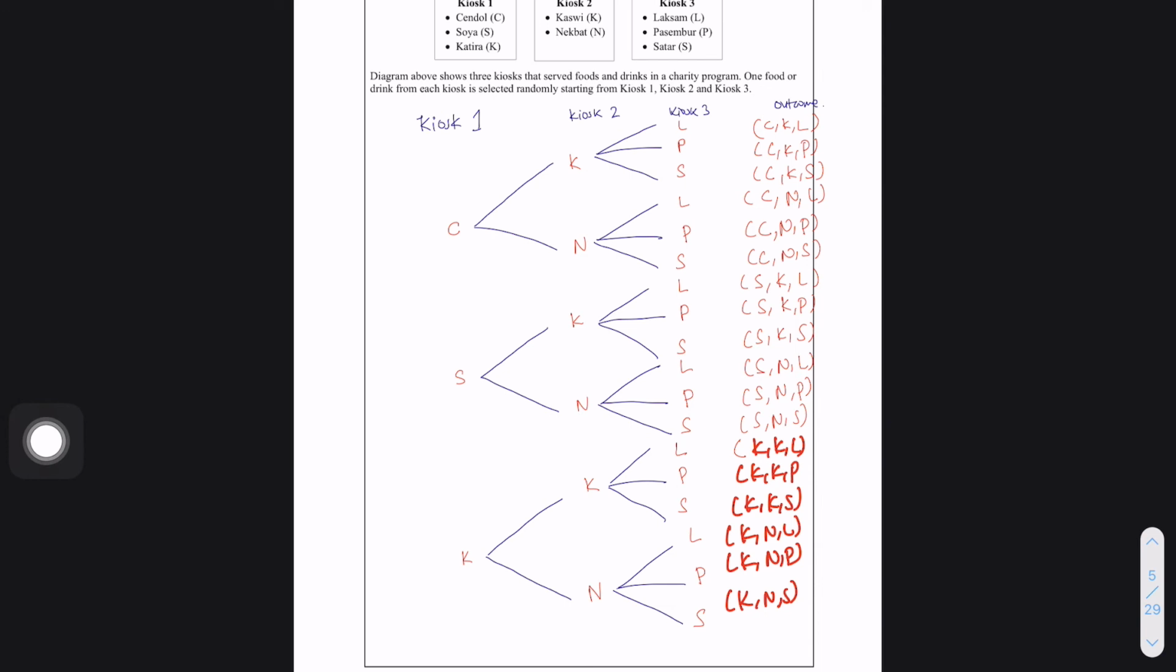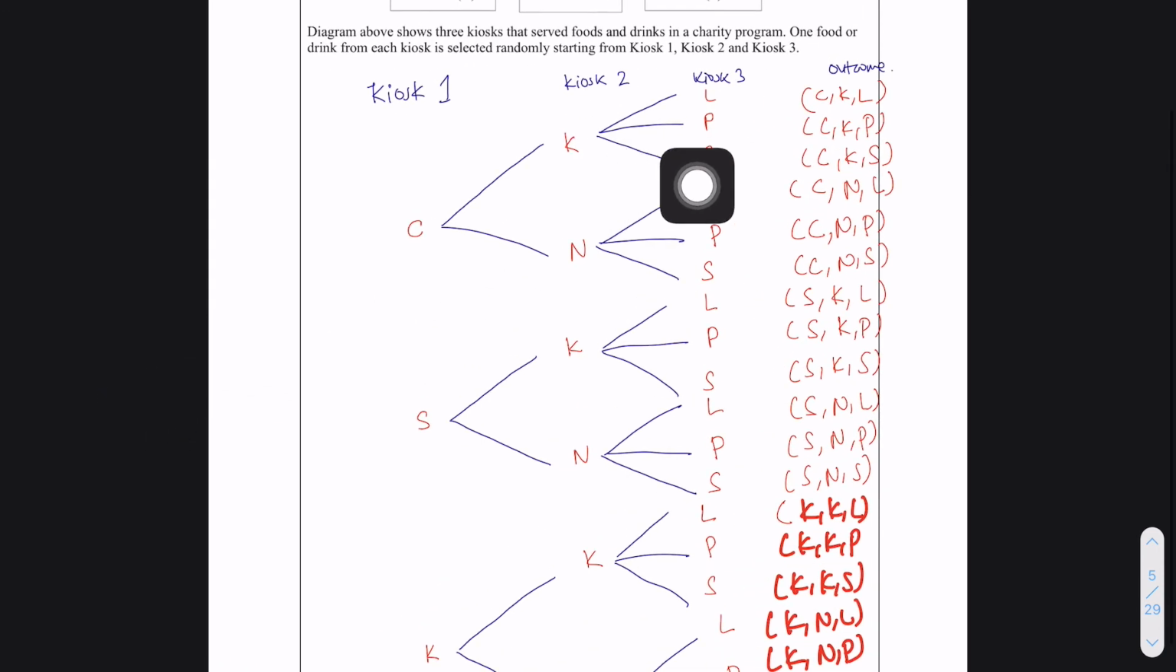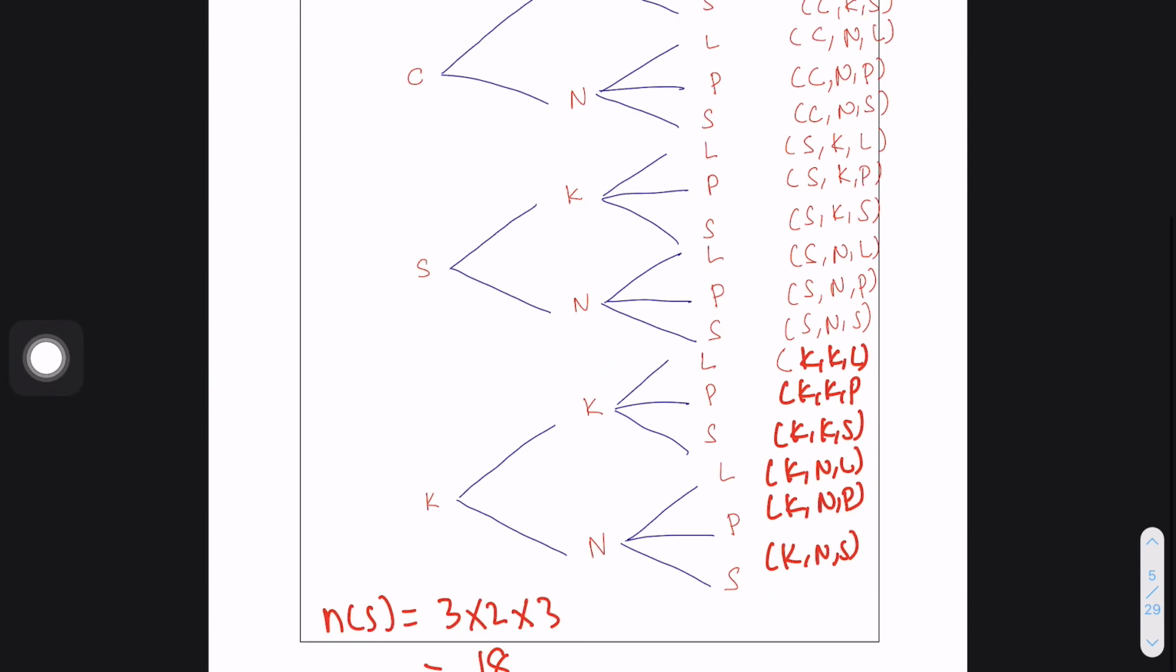For the number of outcomes, you just multiply 3 times 2 times 3 times 2 times 3, so we have 18. Or you can simply count: 1, 2, 3, 4, 5, 6, 7, 8, 9, 10, 11, 12, 13, 14, 15, 16, 17, 18. So it will give us the same answer.